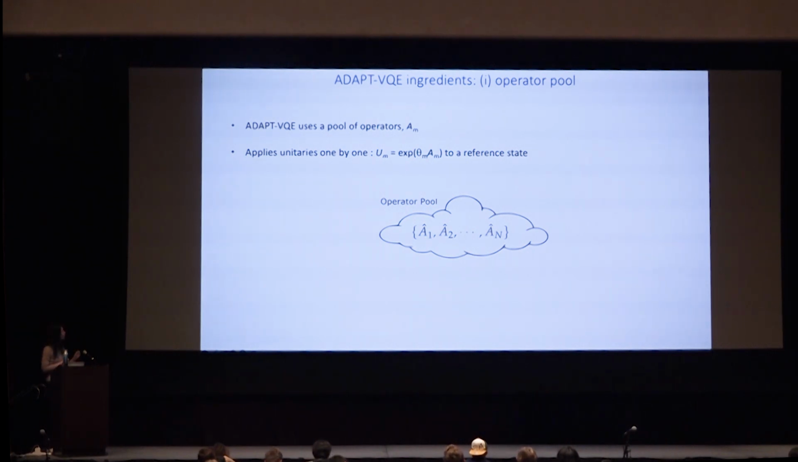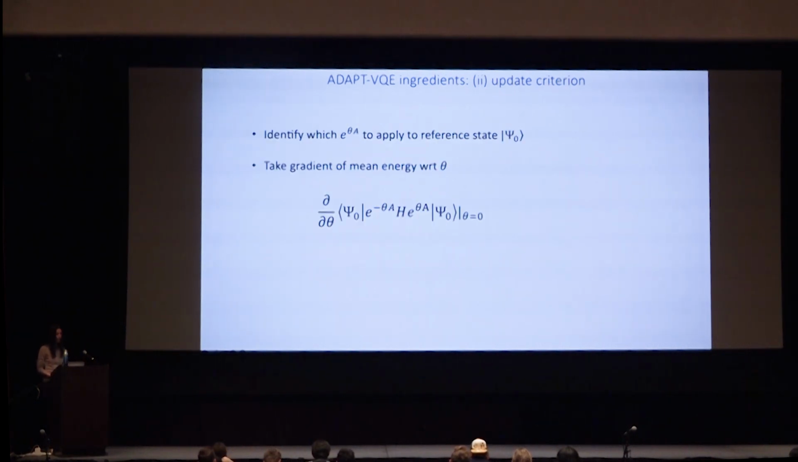So once you choose your operator pool, and you can choose it according to your hardware connectivity, you can choose it many different ways. You have to make the decision of which of these operators you add first, exponentiated version of these operators. And the criterion we use for that, at least in the early work, people have done follow-up work looking at other criteria, is a gradient criterion.